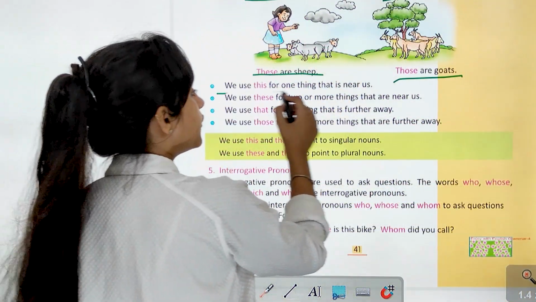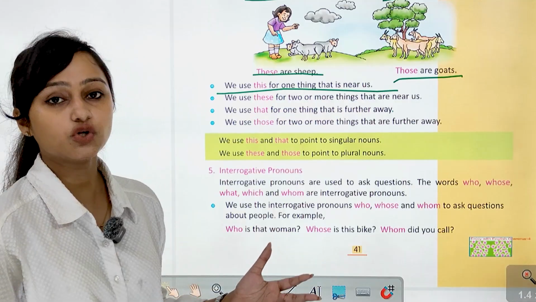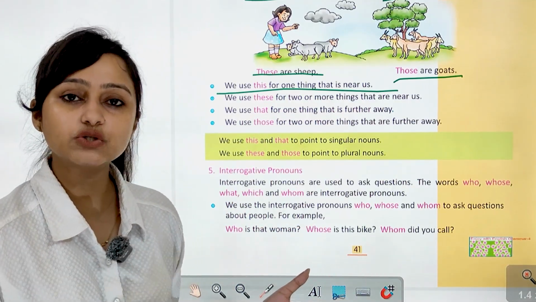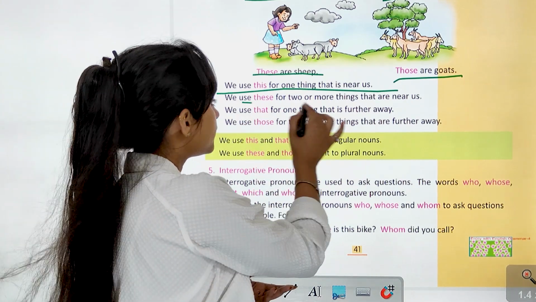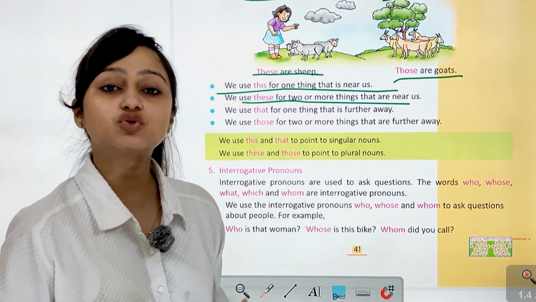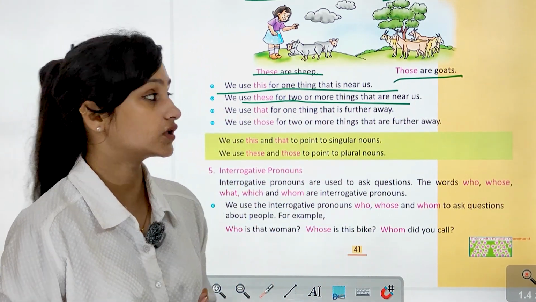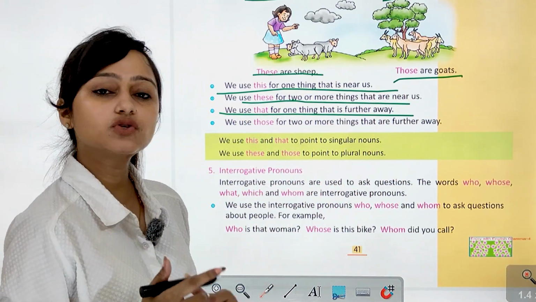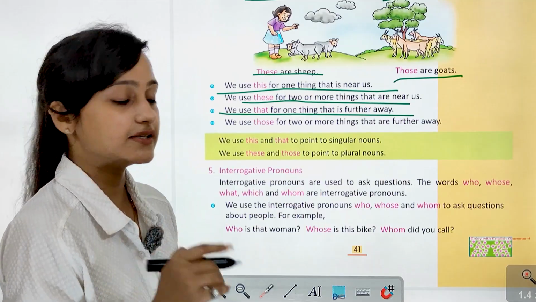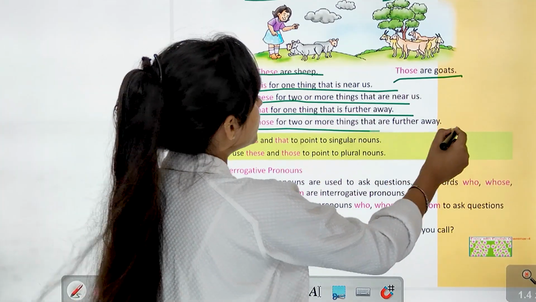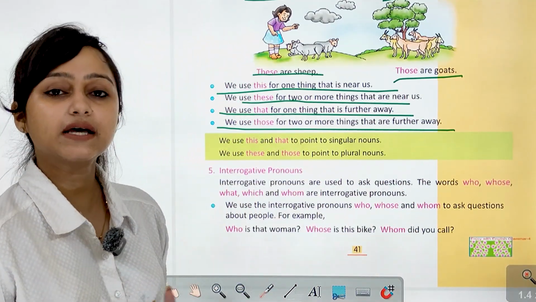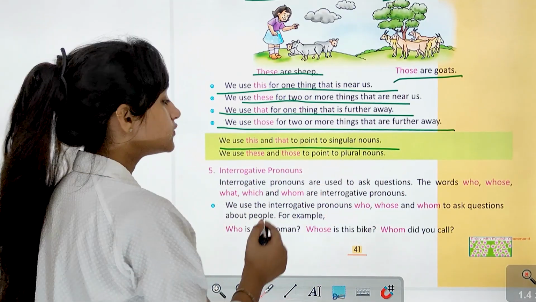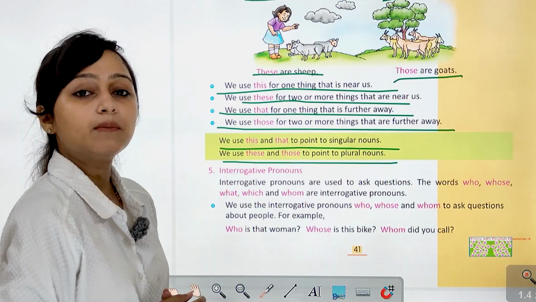We use this for one thing that is near us. Yes, I told you in the starting of this topic. This हम किसके लिए use करते हैं? The thing that is near to us. And we use these for two or more things that are near us. दो या दो से ज़्यादा चीजें जो हमारे पास होती हैं. We use that for one thing that is further away. That हम उसके लिए use करते हैं जो चीज हमसे दूर है, एक चीज. Now we use those for two or more things that are further away. जब दो या उससे ज्यादा चीजें हमसे दूर होती हैं. We use this and that to point to singular nouns, and we use these and those to point plural nouns.